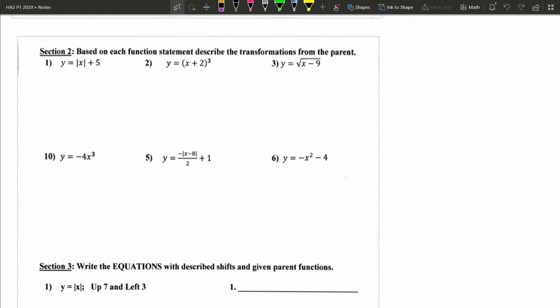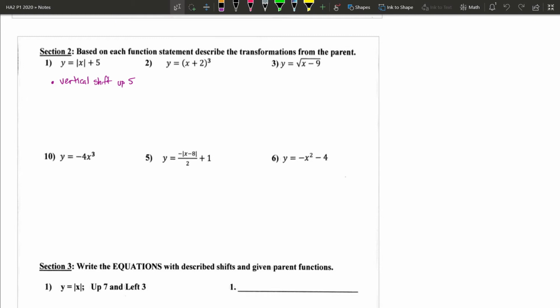So what we're going to do, let's look at this. Based on the function, describe the transformation from the parent. So this one only has one transformation, and that is a vertical shift up 5. And if I wanted to be more concise, I could just say shifted up 5. Okay? This doesn't have to be fancy pants. I just want to understand that you know what's going on.